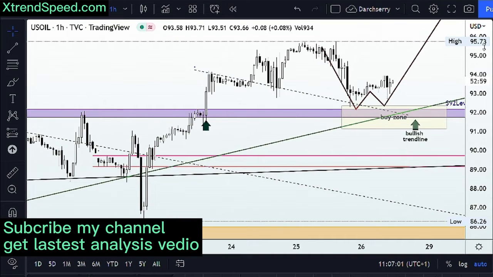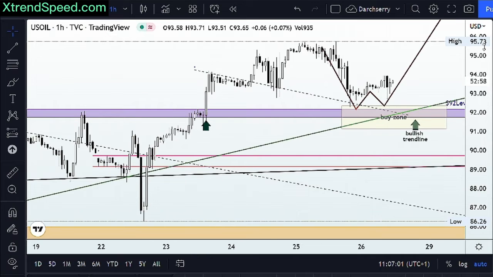So as usual, the first pair we're going to be deliberating today is going to be the US oil. And on the US oil, what do we have here?